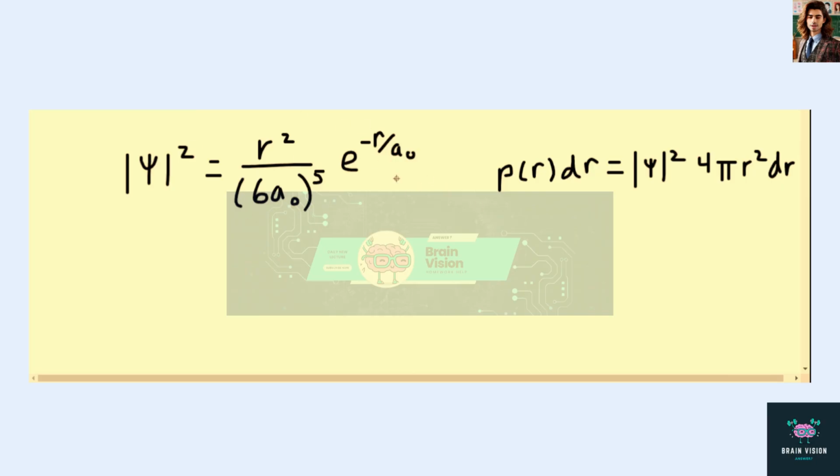To solve this question, we're going to consider that the absolute value of psi squared is written as r squared divided by 6 a naught to the fifth, e to the minus r over a naught. And the probability density as a function of r, P(r) dr, is equal to psi squared times 4 pi r squared, the area, dr.